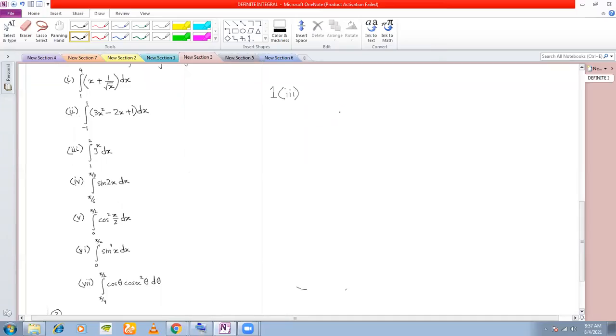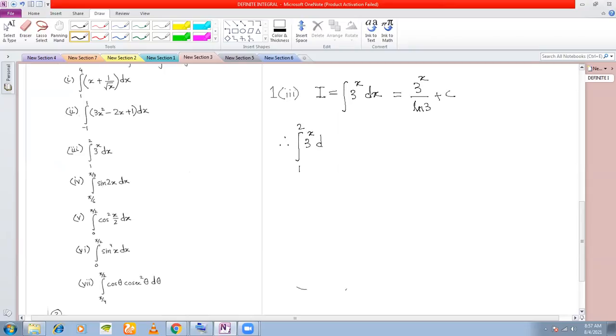The question here is integral 1 to 2 of 3 to the power of x dx. Okay, first evaluate it as an indefinite integral. I is equal to integral 3 to the power of x dx. So from the direct formula, you can write this as 3 to the power of x by log 3 plus c. Now you put the limits.